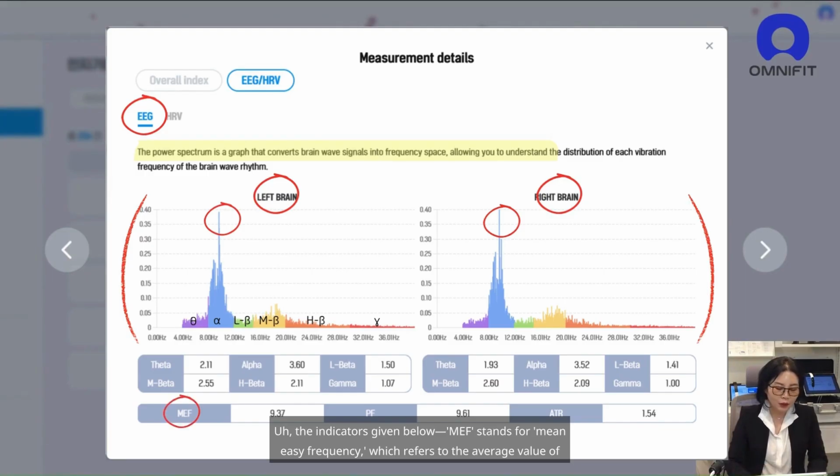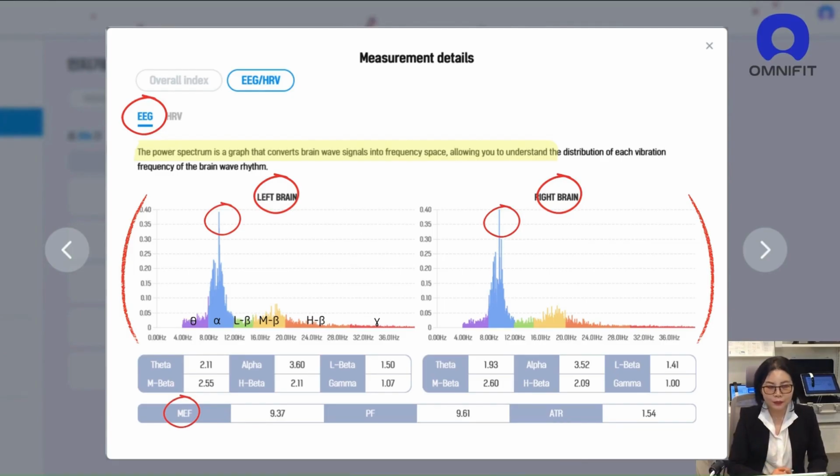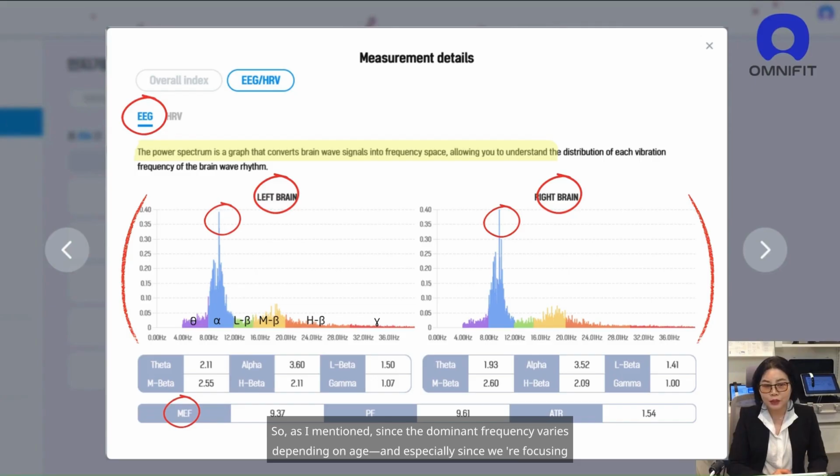The indicators given below, MEF stands for mean easy frequency, which refers to the average value of the frequencies we're looking at, specifically between 4 and 13 Hz. So, as I mentioned, since the dominant frequency varies depending on age, and especially since we're focusing on older adults, we're examining the dominant frequency within the range of 5 to 13 Hz.